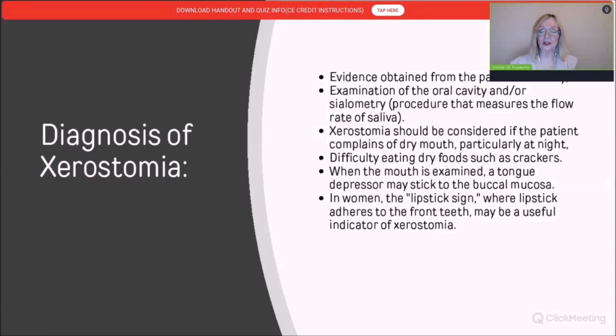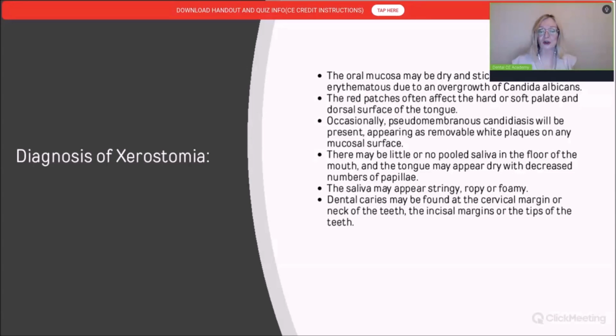All right. When the mouth is examined, a tongue depressor may stick to the buccal mucosa. This is one from the textbook here. In women, the lipstick sign, where lipstick adheres to the front teeth, may be a useful indicator of xerostomia. I'm here to tell you, I've not noticed that myself, but I was also told in dental school I'd be a better dentist because I wear makeup and I could see upside down in a mirror. So I'm not sure if that has real validity or not. I've seen plenty of lipstick stuck to anterior teeth and the patient didn't have xerostomia, but I like to include that. I think it's kind of interesting.